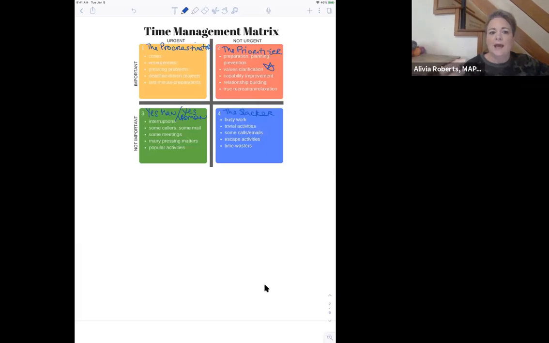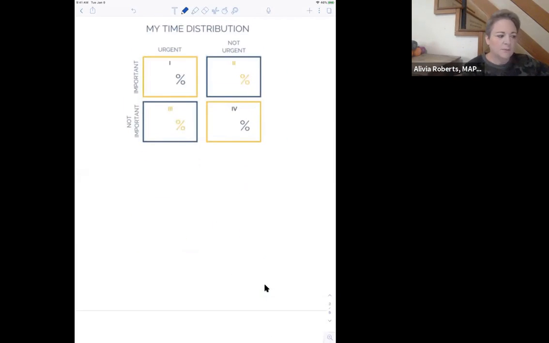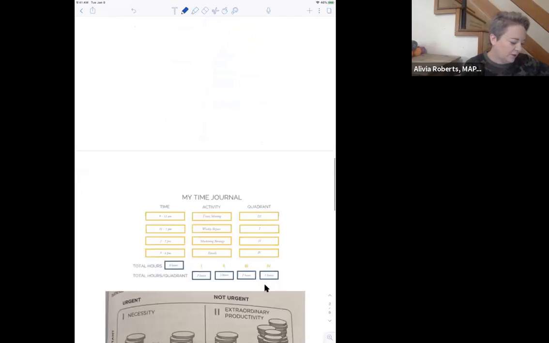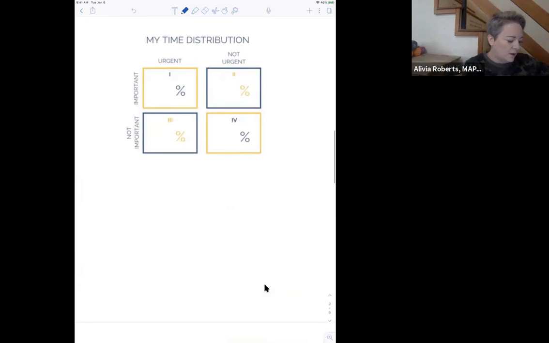So step 3, how do we optimize? The most effective people spend 80% of their time in quadrant 2. So remember, we talked about looking at where you are spending most of your time, and we talked about a way to figure that out, utilizing some type of time journal. But the goal is 80% here. Okay.